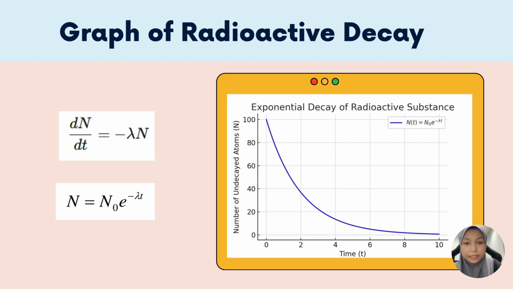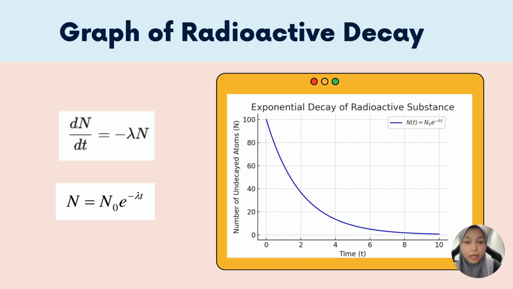So now let's take a look at the graph that represents the radioactive decay. After solving the equation dN/dt equal to negative lambda multiplied by N, we get N equal to N naught multiplied by e to the power of negative lambda multiplied by t. On this graph, time t is on the x-axis, and the number of undecayed atoms is on the y-axis.